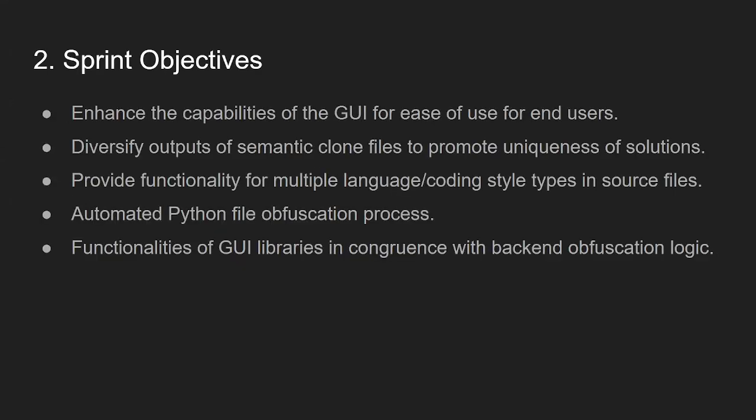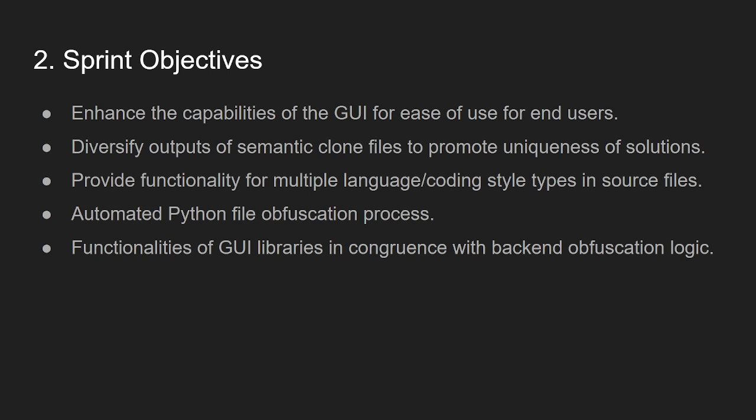Some of the main objectives that we had for Sprint 5 were to enhance the capabilities of the GUI for ease of use for the end users, so when cybersecurity professionals first come in contact with the user interface, it's clear to them how to use it. Diversify outputs for semantic clone files to promote uniqueness of solutions, so that's providing branching of different probabilities of changes to certain pieces of logic and code.